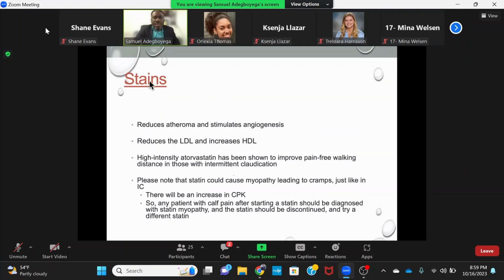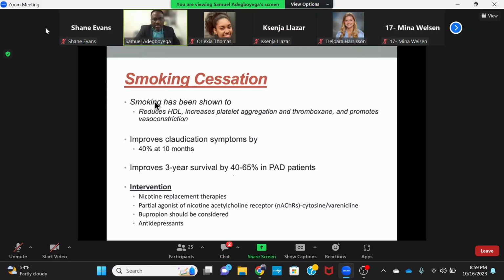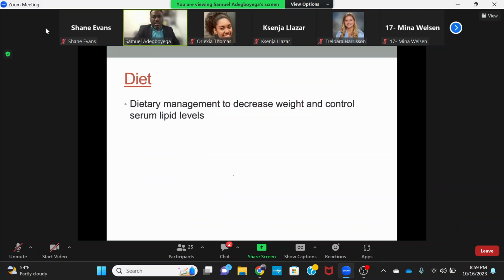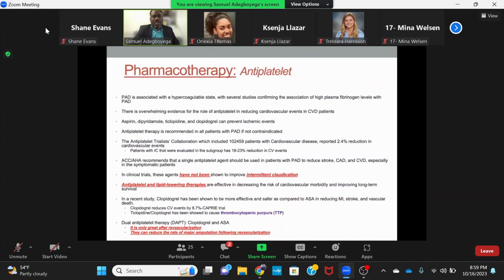So you want to give patients statin medication if they have PAD. Smoking cessation: don't forget, smoking cessation does not improve ABI, but it improves your endurance. Diabetes: when you improve your diabetes, your chances of developing PAD go lower. Remember, every one-point increase in hemoglobin A1C will give you a 28% increase in PAD. Exercise, we talked about that already.